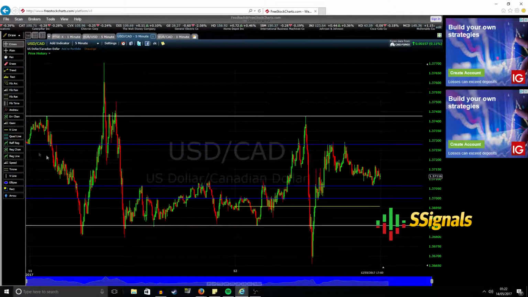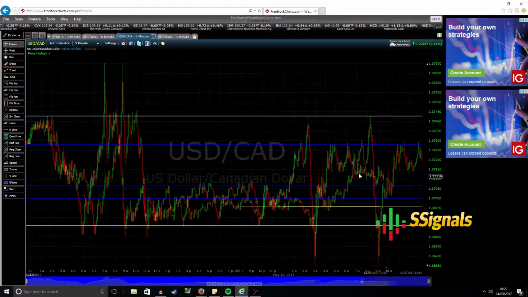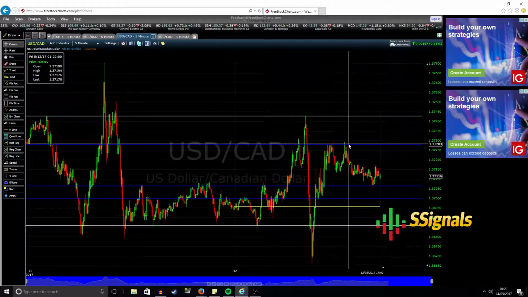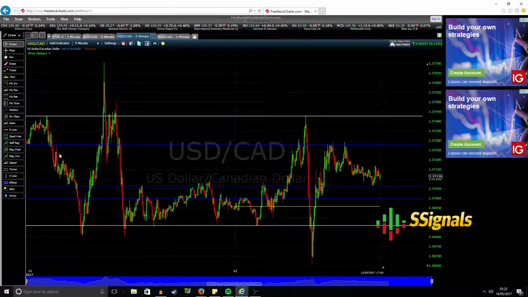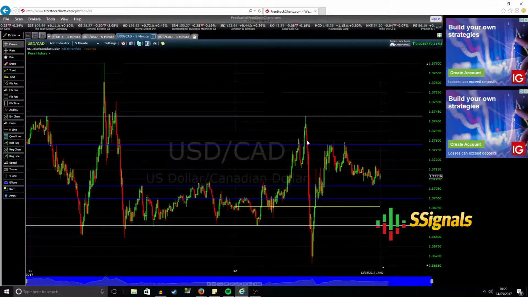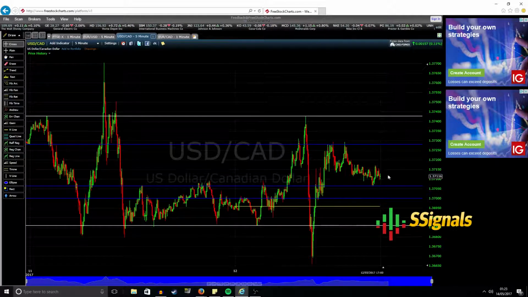If we look at this line, we want to basically adjust the line so that it touches the tip of all the wicks of the candles. As you can see, there's a major price rally in here and here and here and here. So this is a very good level to trade on short term.